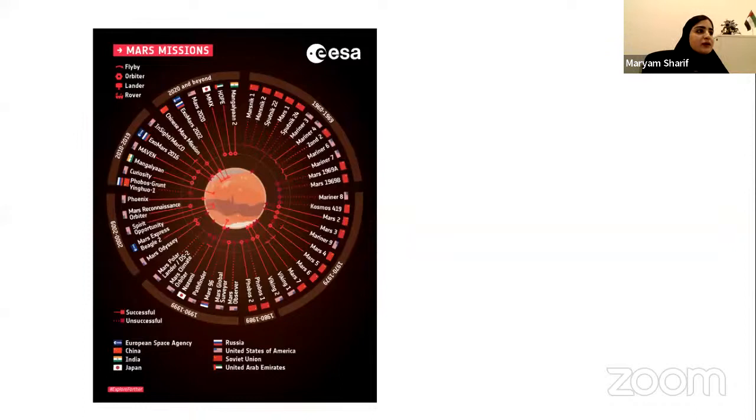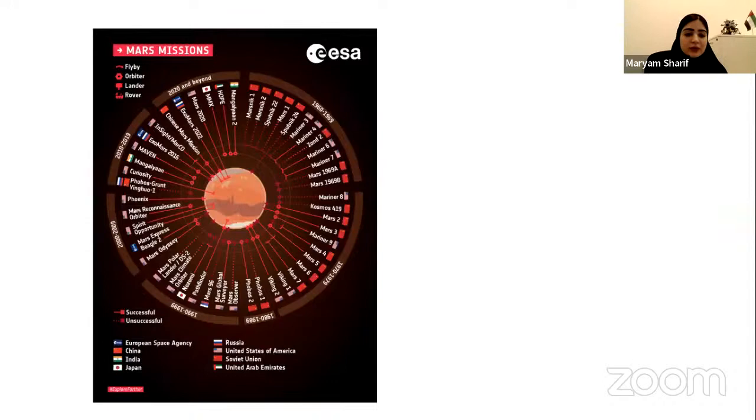If you're wondering what a flyby is, and what the difference is from the other types of spacecraft: a flyby is a spacecraft that passes close to the planet, but is not captured by its gravity. So it can just fly over, not orbiting around the planet.